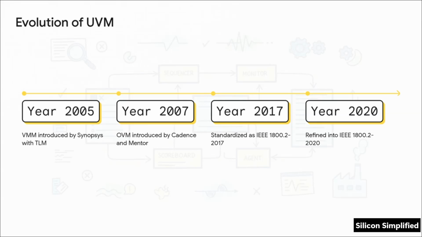Looking at this timeline, you can see how the industry essentially shifted away from those vendor-specific libraries and moved toward a unified open-source IEEE standard. Back in 2005, Synopsys gave us the Verification Methodology Manual. Then, around 2007, Cadence and Mentor teamed up for the Open Verification Methodology, which introduced some really cool concepts, like dynamic object overriding. But the real game changer? That was standardizing the whole thing under the IEEE in 2017 and then refining it in 2020.